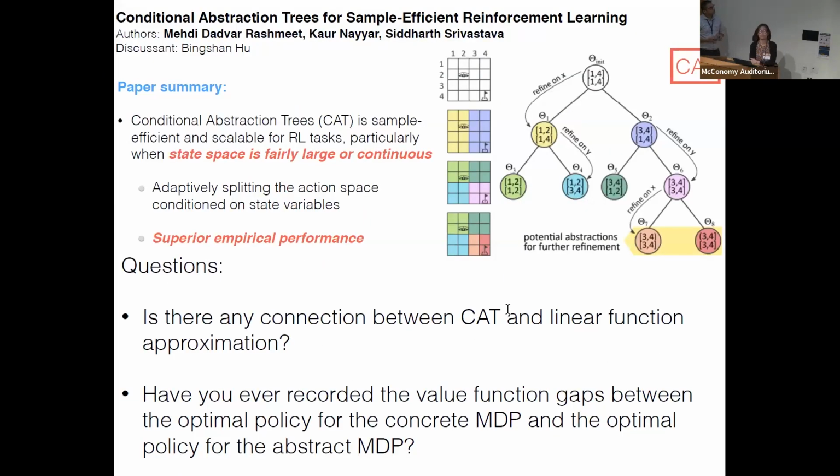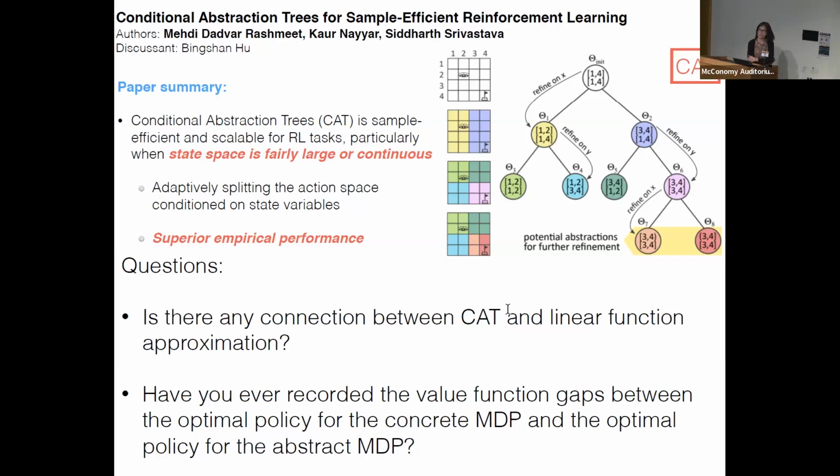I'm Bingxiang Hu. I'm from University of Alberta. So this paper proposes CAT for solving the challenging deep reinforcement learning tasks. The key idea behind CAT is to split the action space in a dynamical way based on some of the state variables. CAT-RL has demonstrated its excellent practical performance.